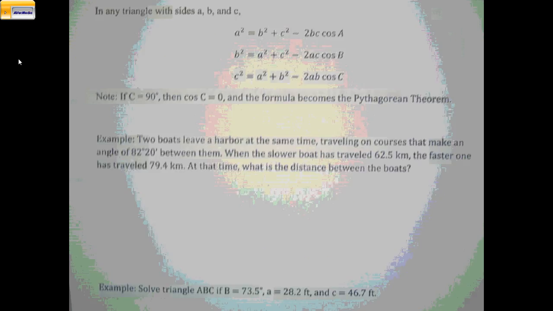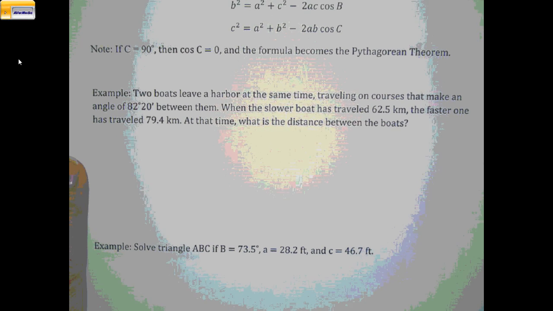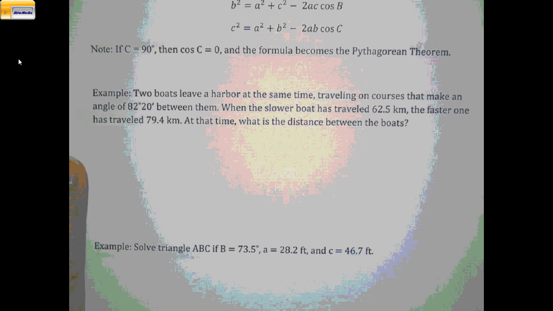Let's see here. Let's look at our example. This is not hard. And Carson, you've got my calculator, so I expect you to type it in because I don't have one now. Alrighty.